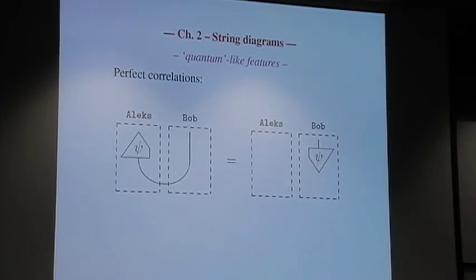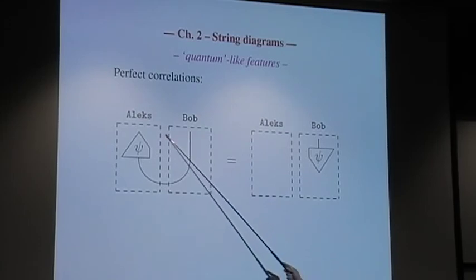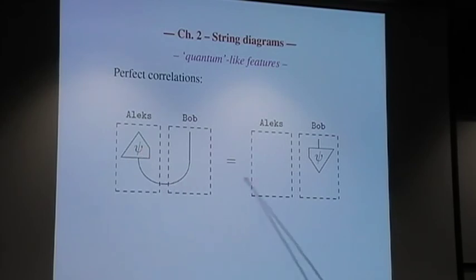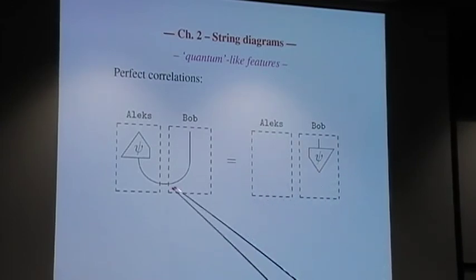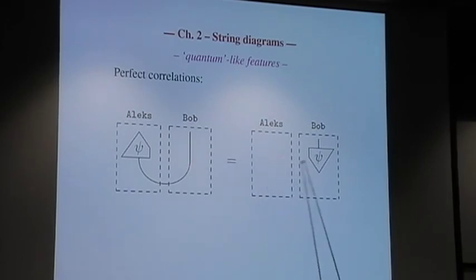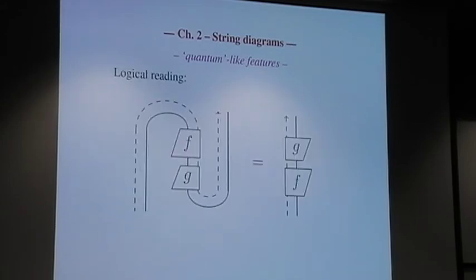And if you just specialize this to a state and effect, it's like if Alex does a measurement here and obtains this effect, then we know that the state of the system at Bob's side is this. That's how you read this operationally. So you immediately get this idea of correlations between the two parties. Of course, this is true in classical probability theory too, because the diagrams are doing that.